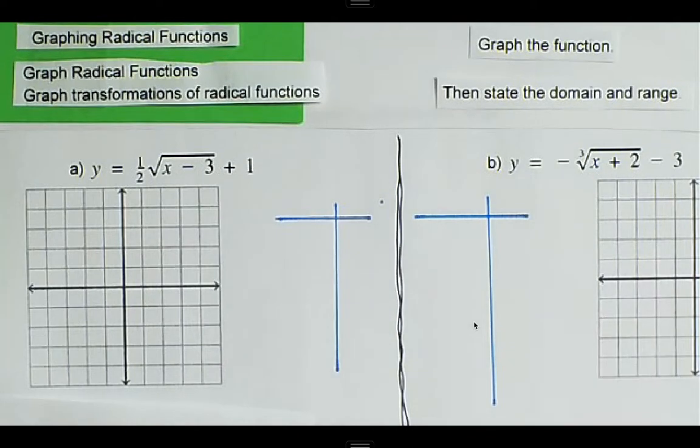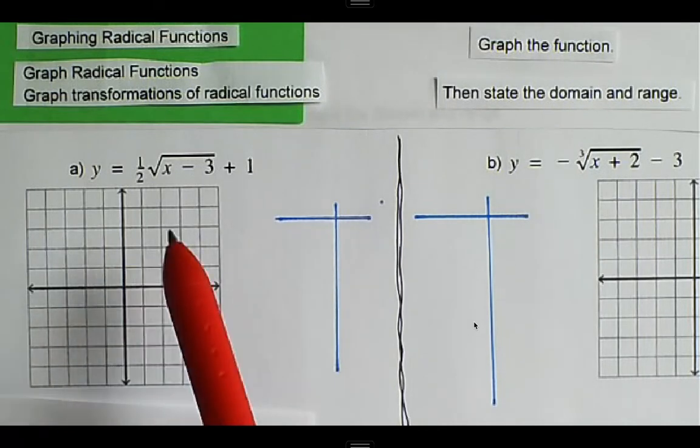We're talking about graphing radical functions and transformations of radical functions. And for this, we want to graph the function, then state the domain and range. The first thing we want to start with is normally we're thinking about numbers that work within the radical, and we pick like 0, 1, and 4.